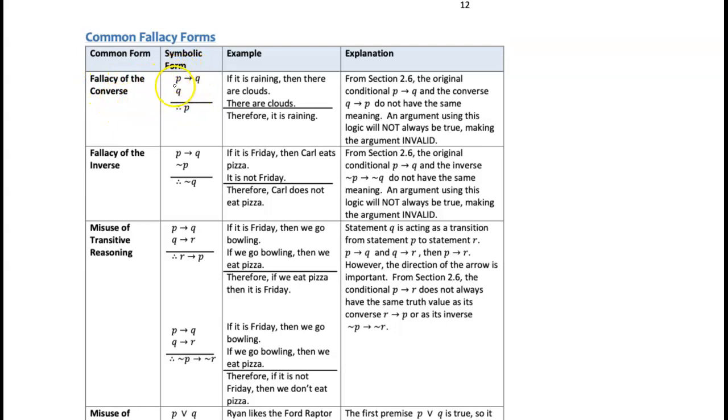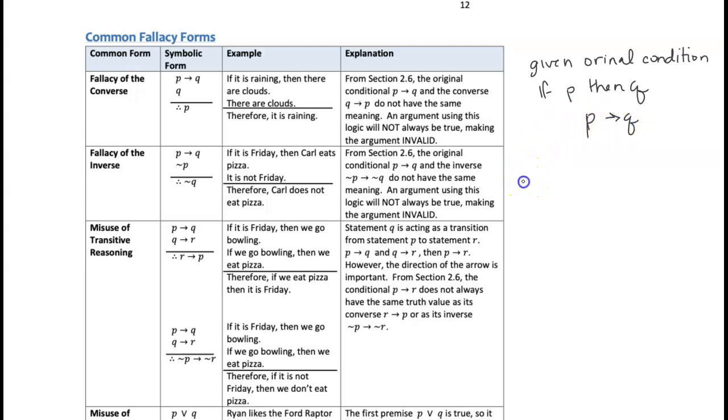You're given a conditional, if P then Q, and the second premise statement you're given is statement Q. The conclusion of statement P does not make the argument valid. The reasoning for this is when you're given an original conditional, in this case, the given original conditional was if P then Q, or in symbolic notation, P arrow Q.